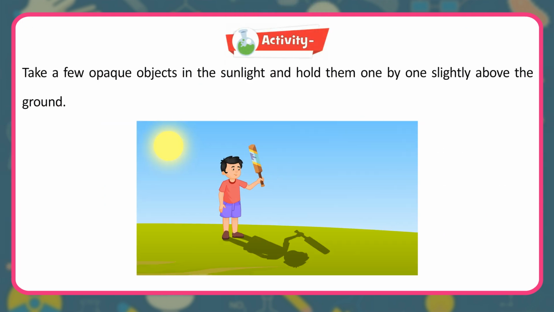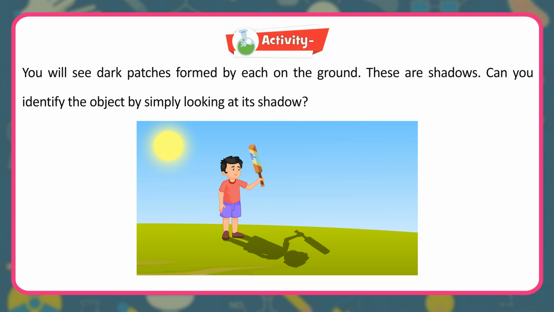Activity. Take a few opaque objects in the sunlight and hold them one by one slightly above the ground. You will see dark patches formed by each on the ground. These are shadows. Can you identify the object by simply looking at its shadow?